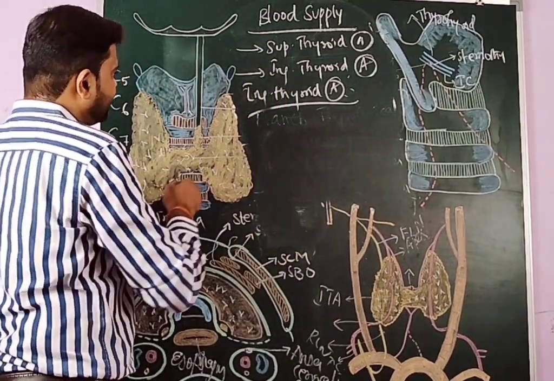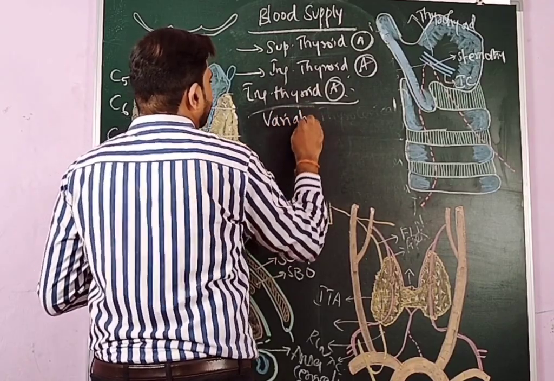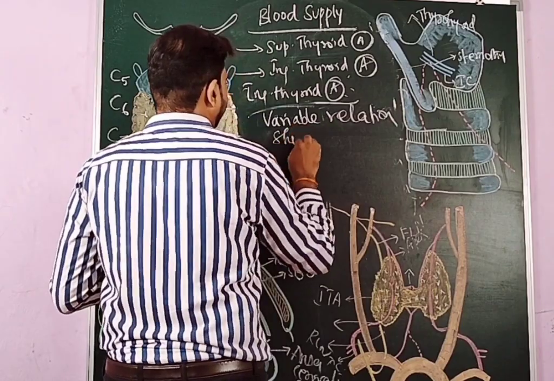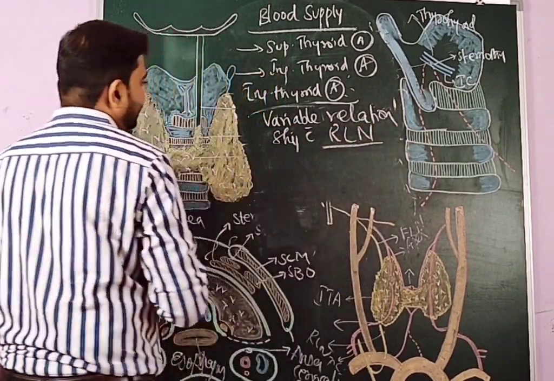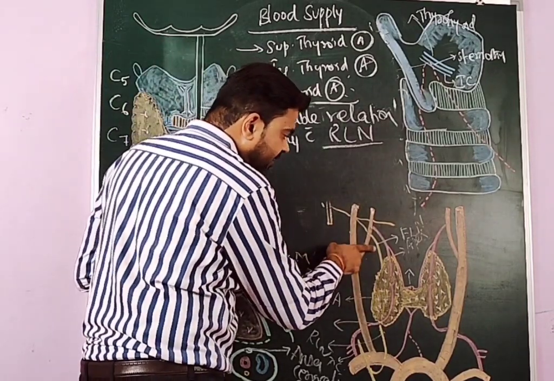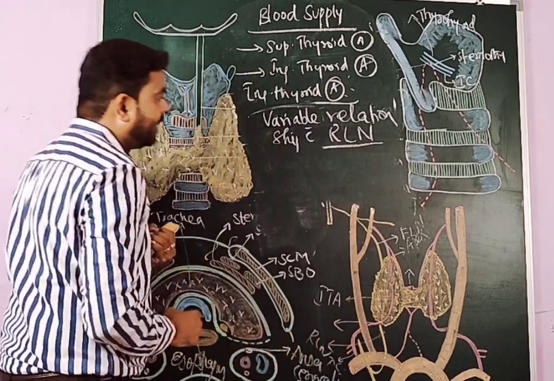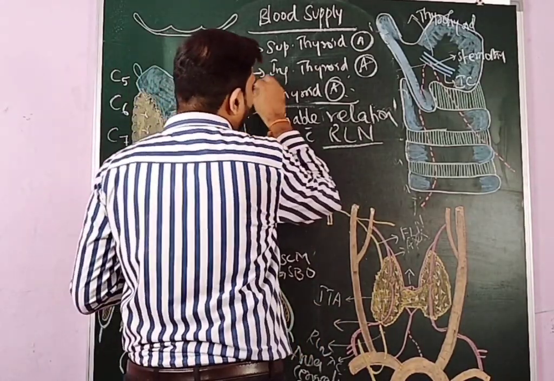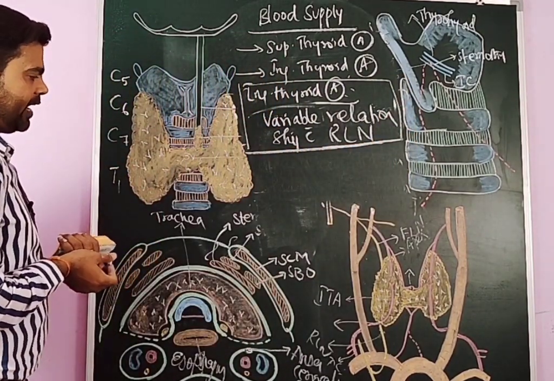So once it reaches the base of the thyroid gland, there will be a variable relationship with the recurrent laryngeal nerve. This is very important. Whereas the superior thyroid artery is accompanied by the external laryngeal nerve, the inferior thyroid artery is accompanied by the recurrent laryngeal nerve. Understand? So this inferior thyroid artery has a variable relationship with the recurrent laryngeal nerve.